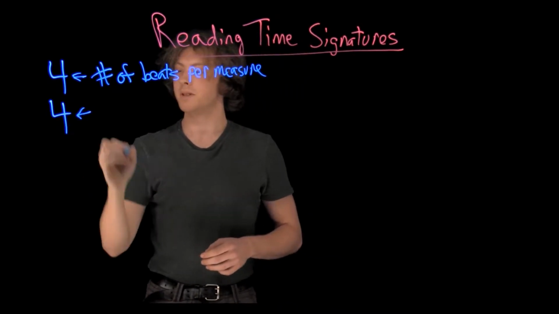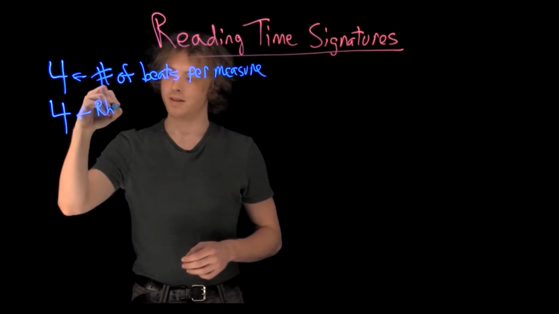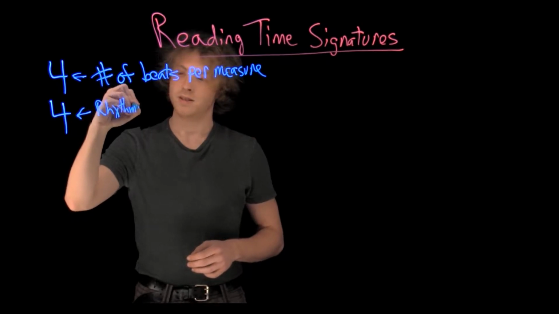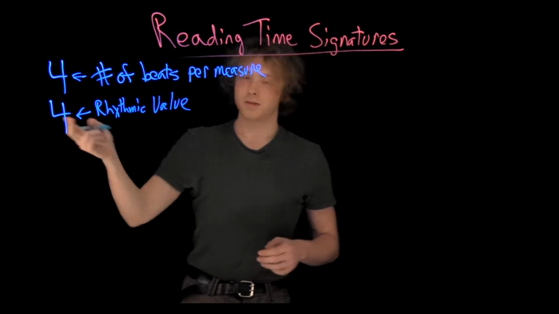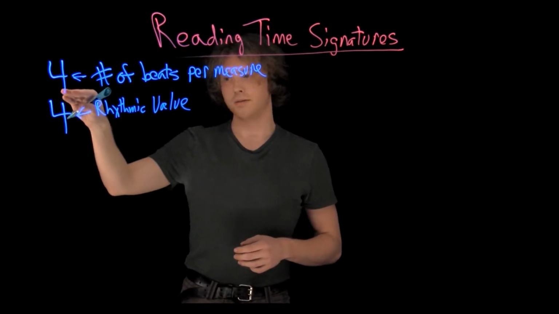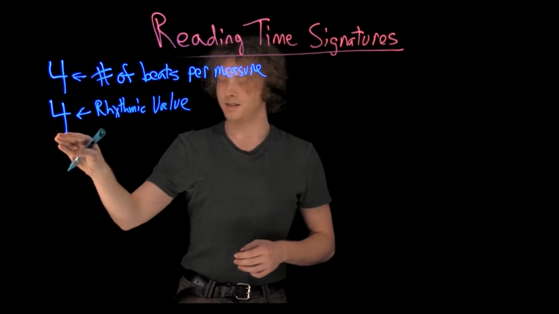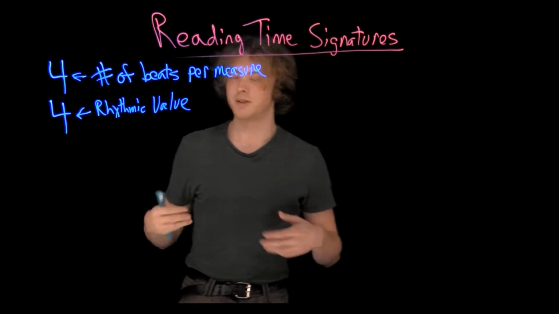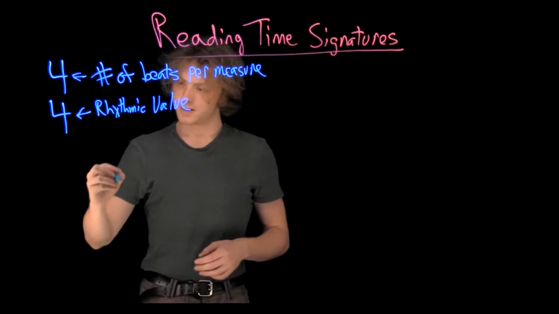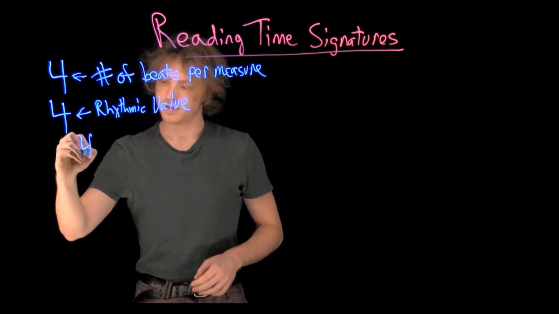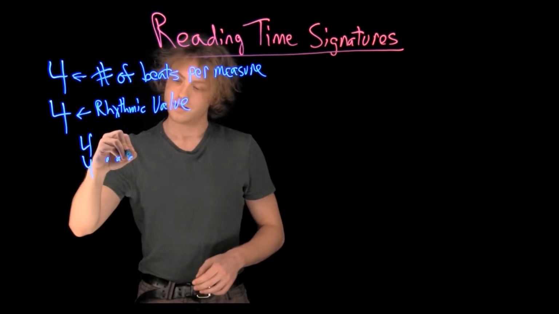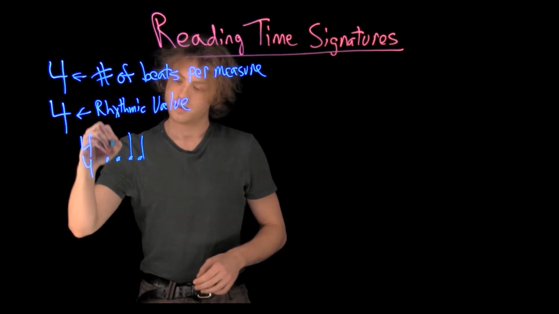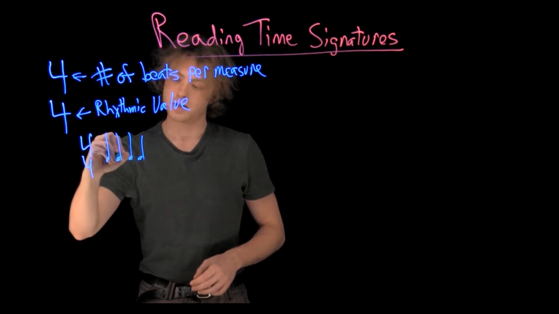and the bottom number gives you the rhythmic value of the beat. So for example, with 4/4, you're going to have 4 beats per measure, and the quarter note is going to be the rhythmic value of the beat. So for example, let me give you a measure of 4/4. So here's your time signature, and then an example measure might look like this.